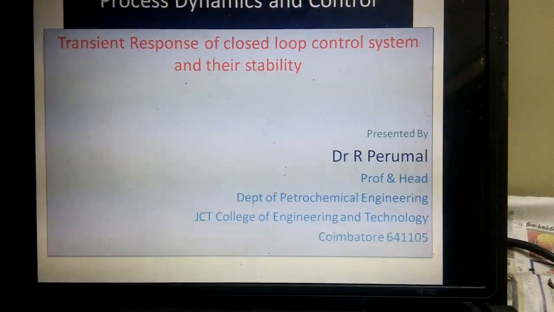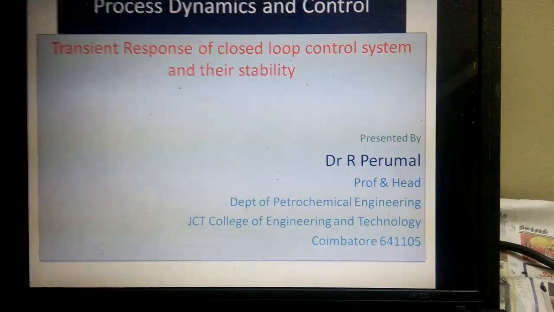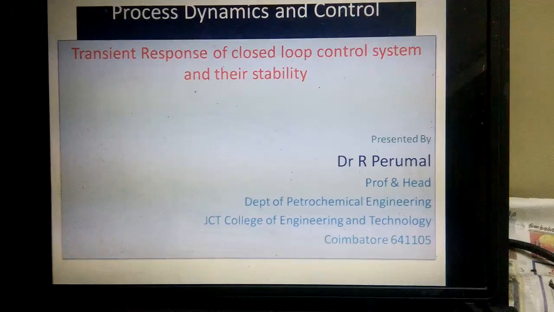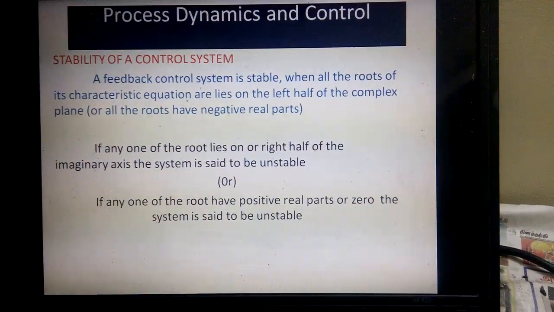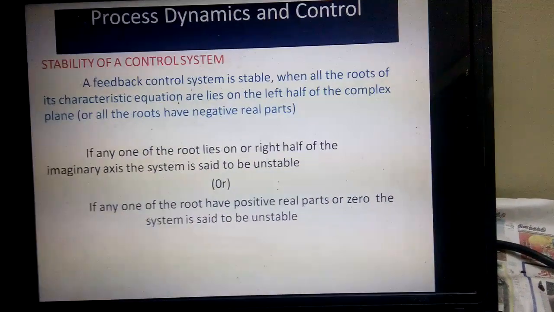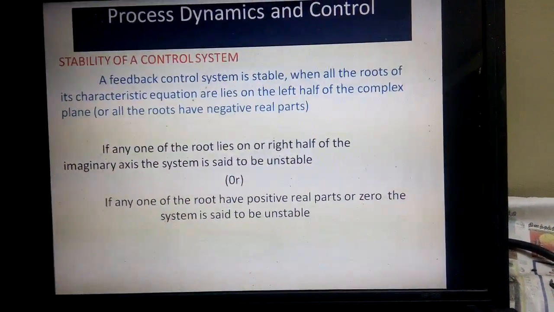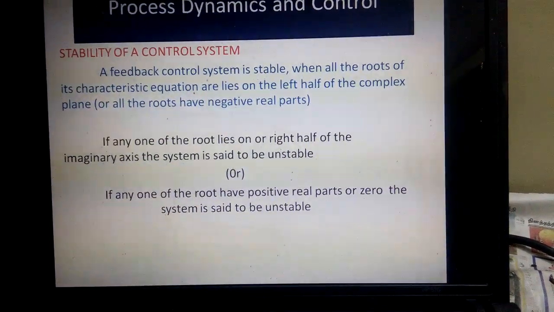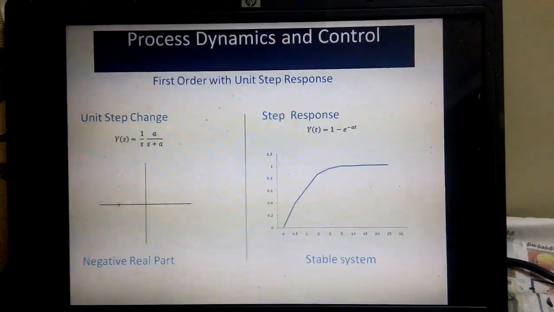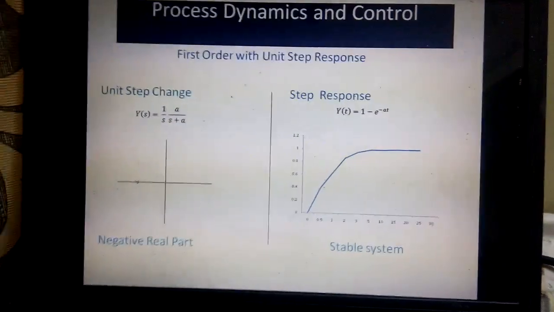As we have seen last class, the stability of a control system can be determined by identifying the location of the roots of its characteristic equation in a complex plane. If all the roots are located on the left half of the complex plane, or all the roots have negative real parts, the system is stable. If any one of the roots lies on the right half of the plane or on the imaginary axis, the system is said to be unstable.